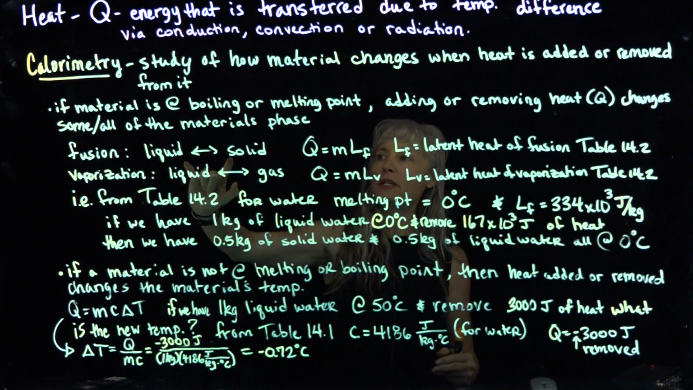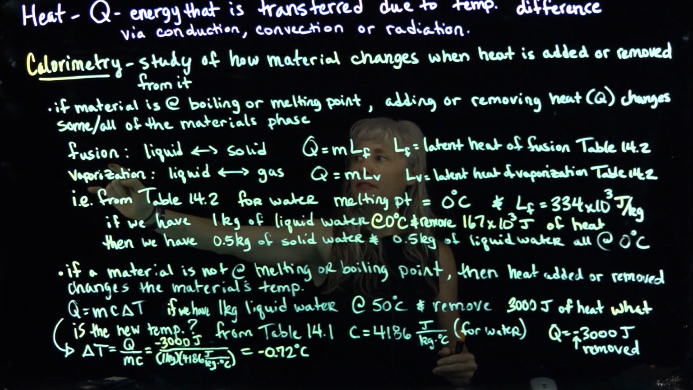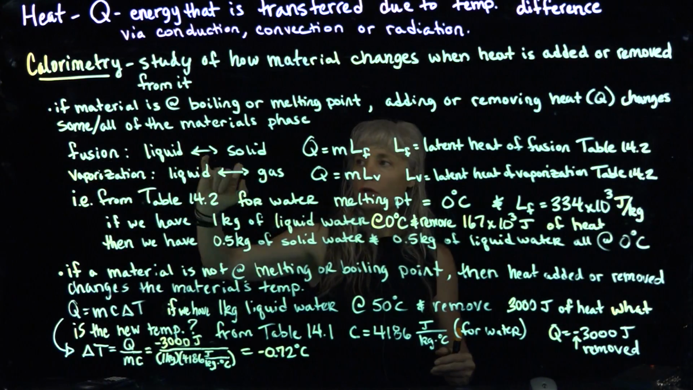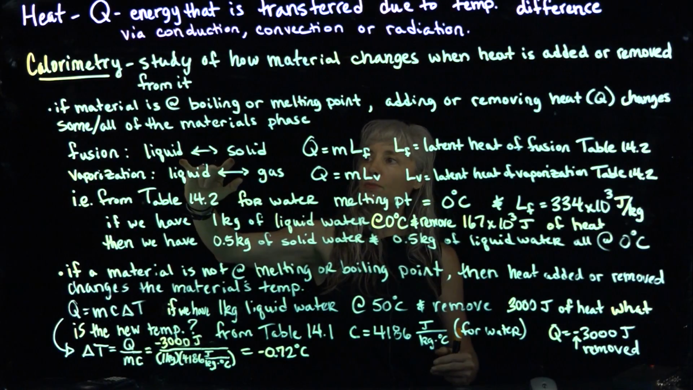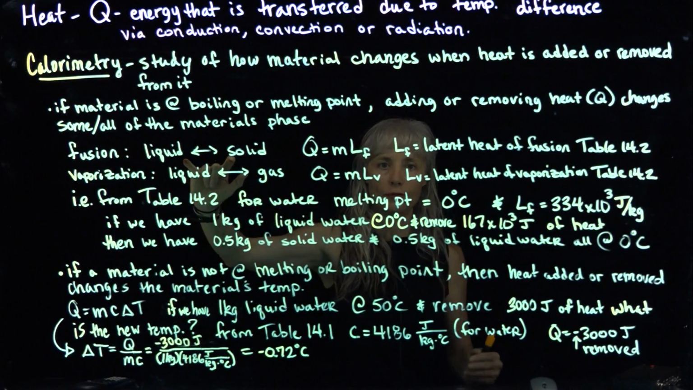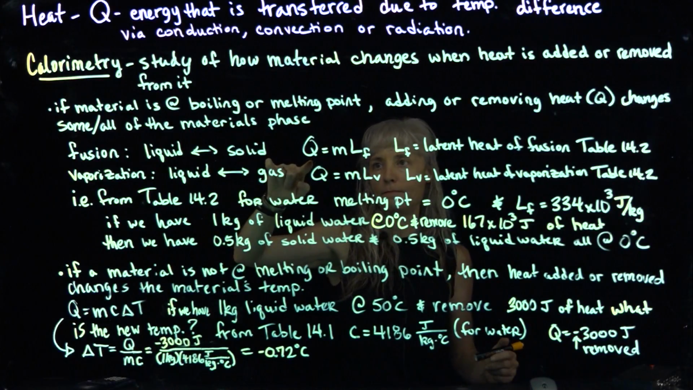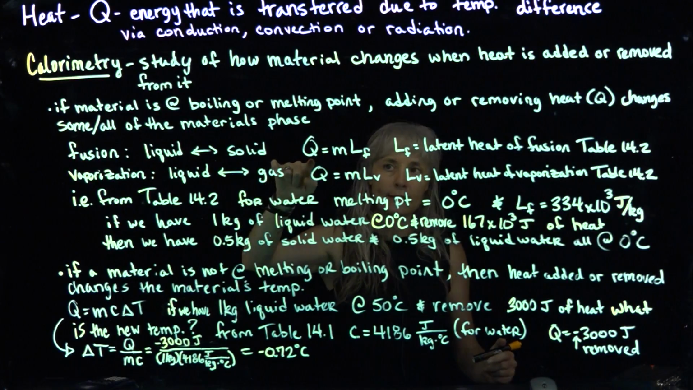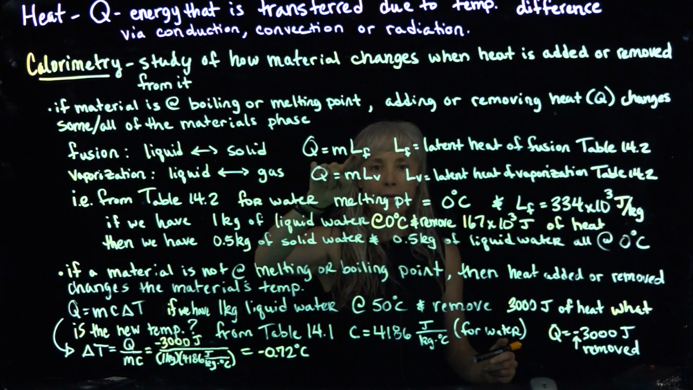If the material is at its melting point, the melting point is the point where liquid and solid for that material can exist at that same temperature. And this is called fusion. So the transition between liquid and solid is called fusion. Recall from the last video that the heat that is added or removed from a material is equal to the mass of the material times the latent heat.